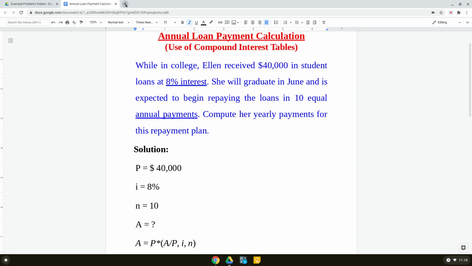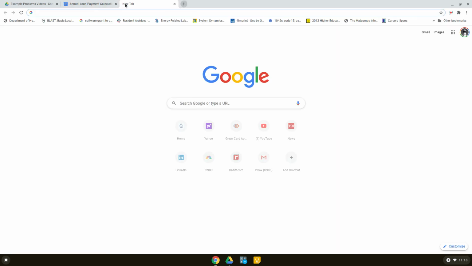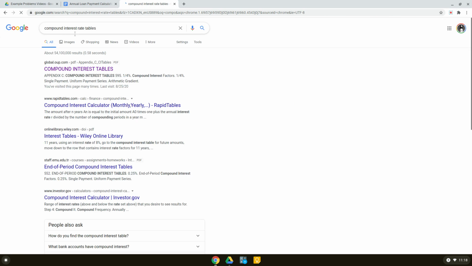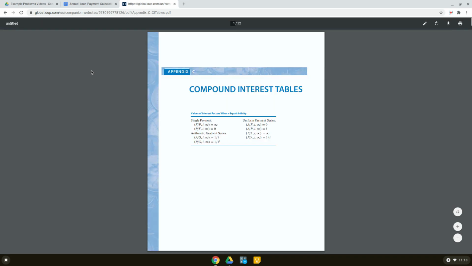If I simply do a Google search for compound interest rate tables, or compound interest tables, I get the first link here. That is a PDF document, so I just open that. Okay, let me make it bigger.